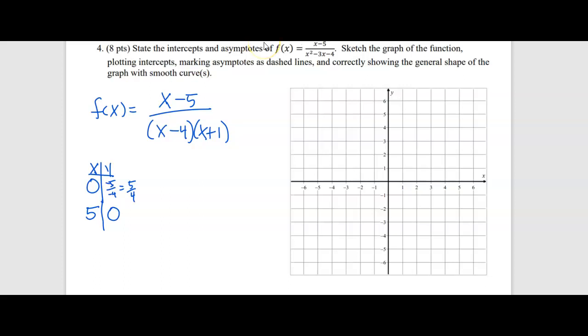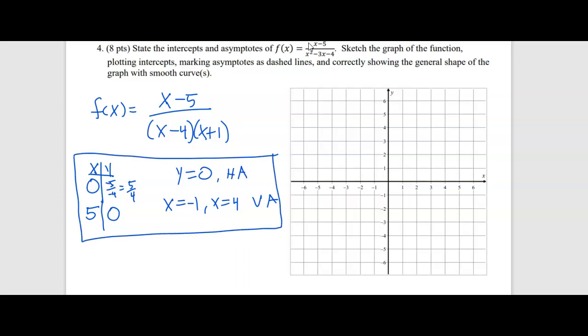The asymptotes. Back to the original, we can see that this rational function has the degree larger in the denominator. That gives us the horizontal asymptote of y equals 0. So y equals 0 is the horizontal asymptote. For the vertical asymptote, we look at the denominator and we see x equal negative 1 and x equal 4 being the vertical asymptotes. So here we have the 2 intercepts and the 3 asymptotes.